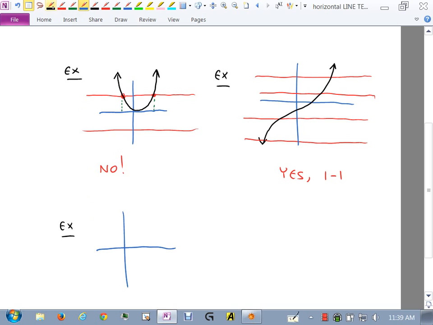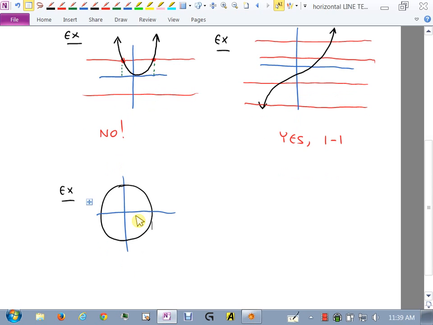Is this one-to-one? It's supposed to be a circle. There. Is that one-to-one? Yes. Hold on. It's not even a function, is it? Right? It fails the vertical line test.